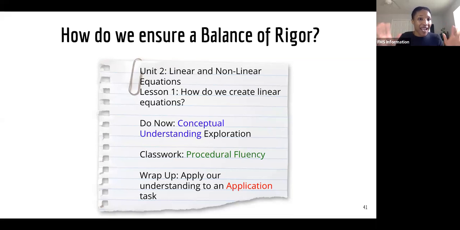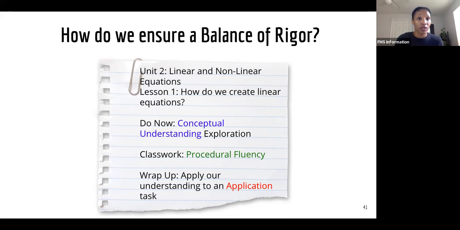Let's take unit 2 in an 8th grade classroom. These 8th graders are learning about linear and nonlinear equations. And for their very first lesson, they need to learn how to create a linear equation. So the teacher decides, I'm going to have a balance of rigor because each part of my lesson will be aligned with a different aspect.